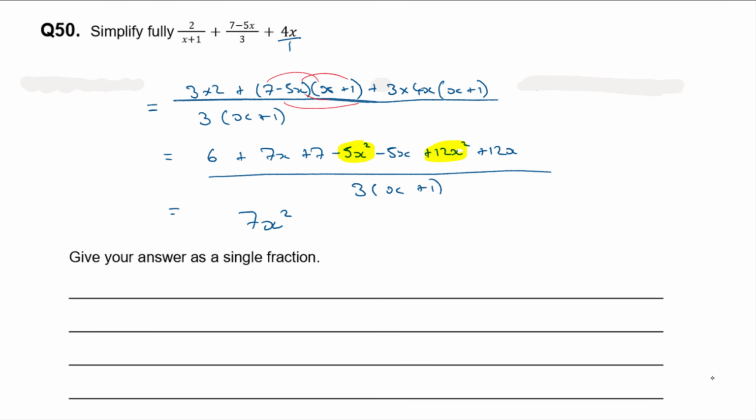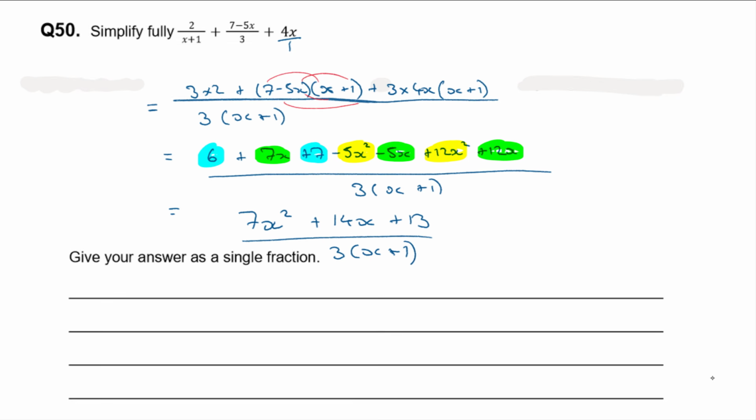Then what about terms in x? I've got a 7x, I've got a minus 5x, and I've got a 12x. So 12 and 7 make 19, take away 5 is 14x, isn't it? So it's going to be 7x squared plus 14x. And then I've got numbers, 6 and 7, which adds up to 13. Okay, so I get 7x squared plus 14x plus 13 all over 3 lots of x plus 1.